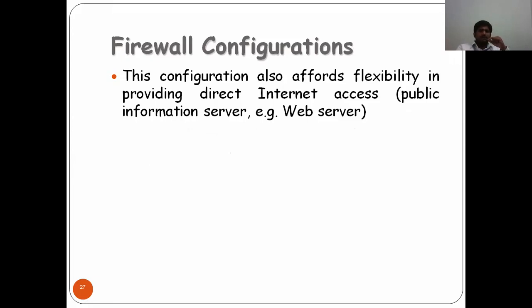This configuration also offers flexibility in providing direct internet access to public information services, for example web servers. Web servers use ODBC and JDBC connections to access general database servers. So we can access them freely using these firewall configurations. Through the screened firewall configuration we get this flexibility, and we can easily have direct internet access.